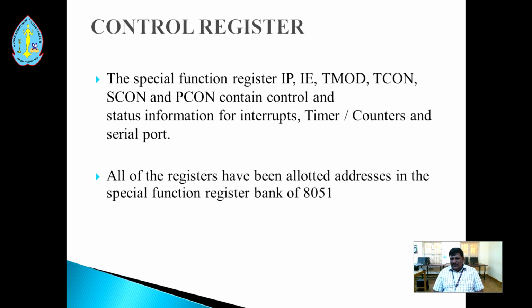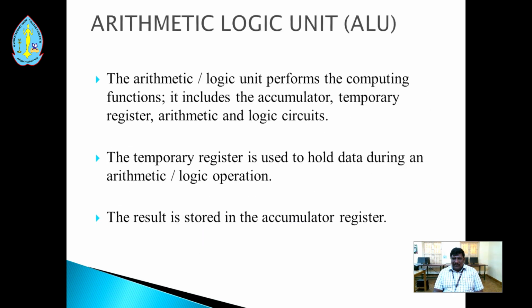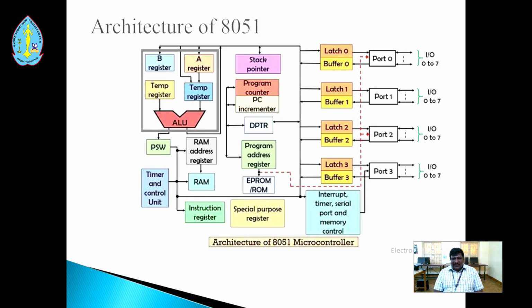All of these registers are allotted in the special function register bank of 8051. The above registers, that is IP, IE, T-mode, T-con, S-con, P-con, the timer counters and the serial port, have their space allotted in the special function register bank. In the architecture diagram, we can see the special purpose registers. There are places available for IE, IP, T-con, P-con, S-con, T-mode and all of them.